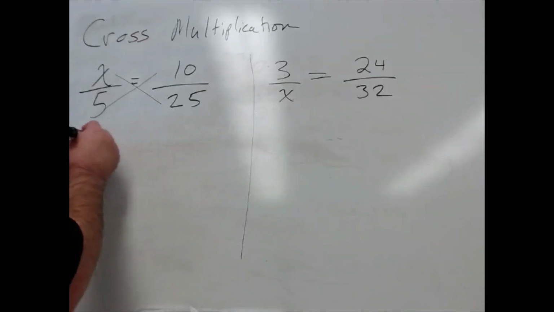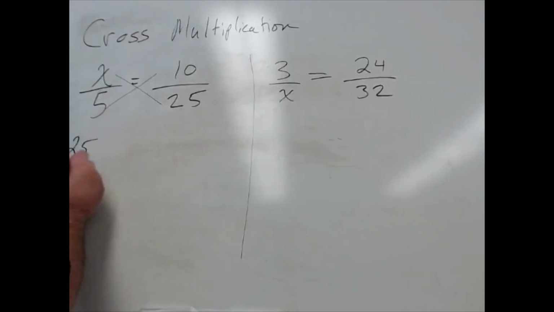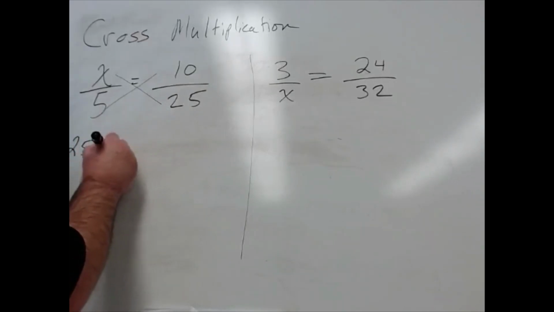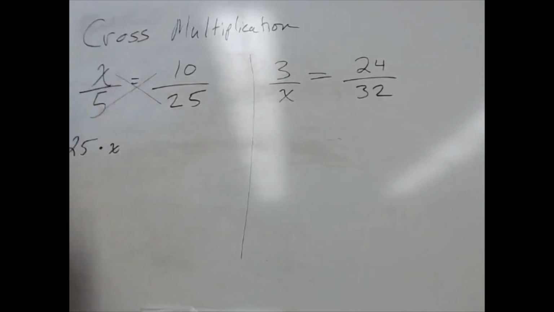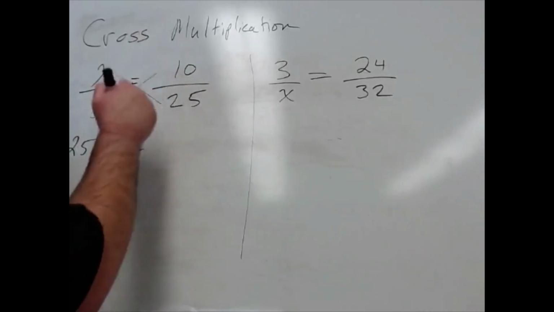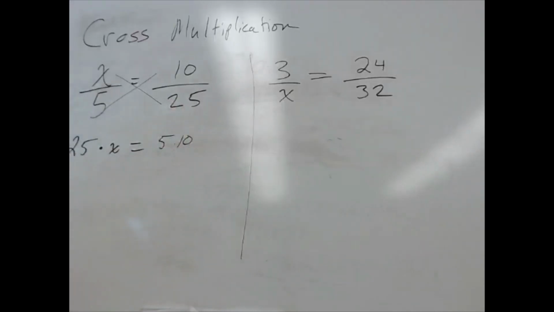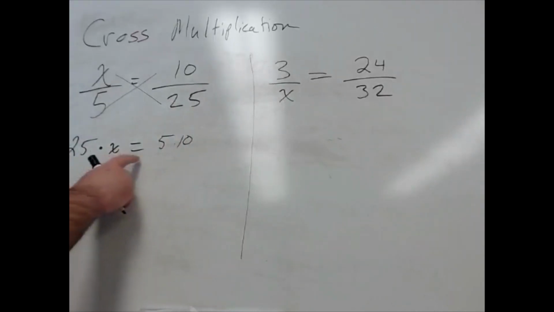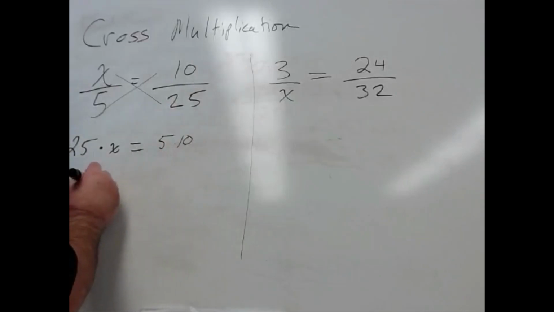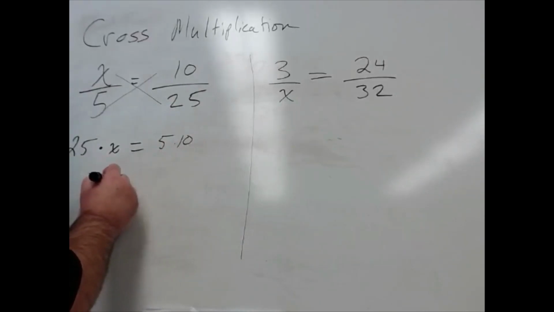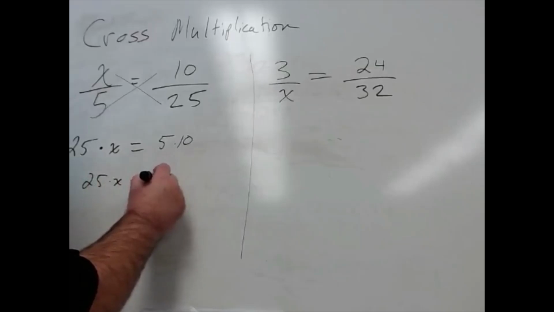So that tells me then that 25 times whatever x is needs to be equal to 5 times whatever 10 is. 5 times 10, right. Well, 25 times x is equal to 5 times 10. Well, that means that 25 times x should equal 50.